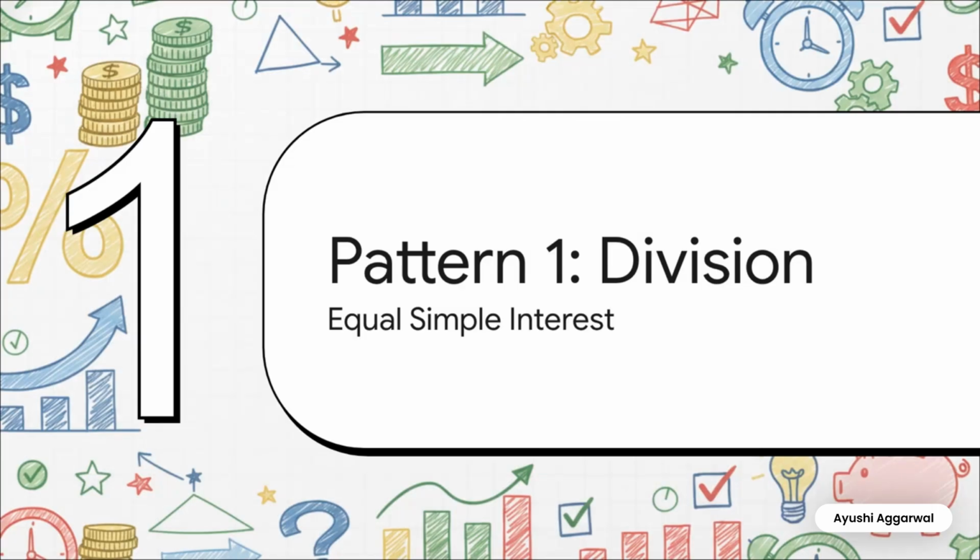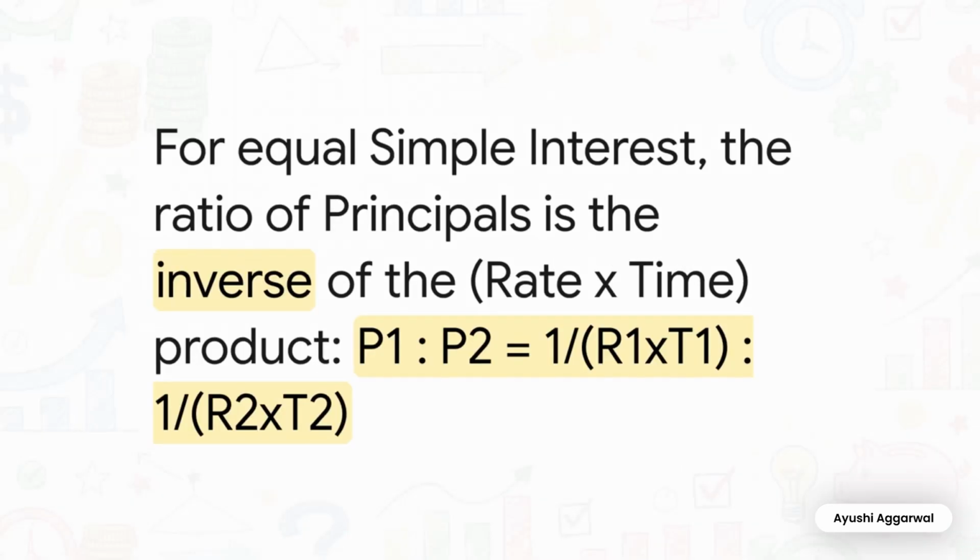All right, let's get into our first common pattern. This is a classic exam question you will definitely see. It's the one where a big chunk of money is split into two parts, and the simple interest earned from both parts is exactly the same. And here is the magic shortcut for it. Seriously, you're going to want to write this one down.